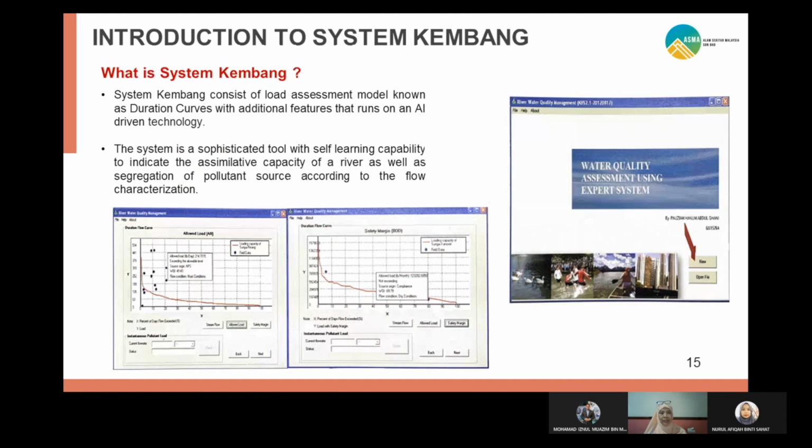Now, what is system Kembang then? System Kembang is an assessment tool to look into the loads and the loading capacity of the rivers using the model known as duration curve. And it is driven by the AI technology. So the system is a sophisticated tool. It is a self-learning capability to indicate the assimilative capacity of the river as well as the division of the pollutants according to the flow characterization.